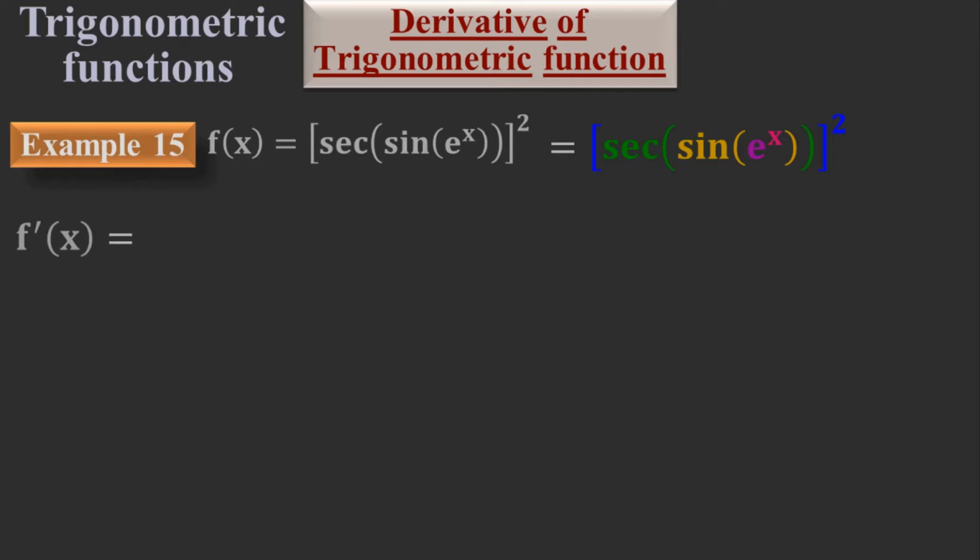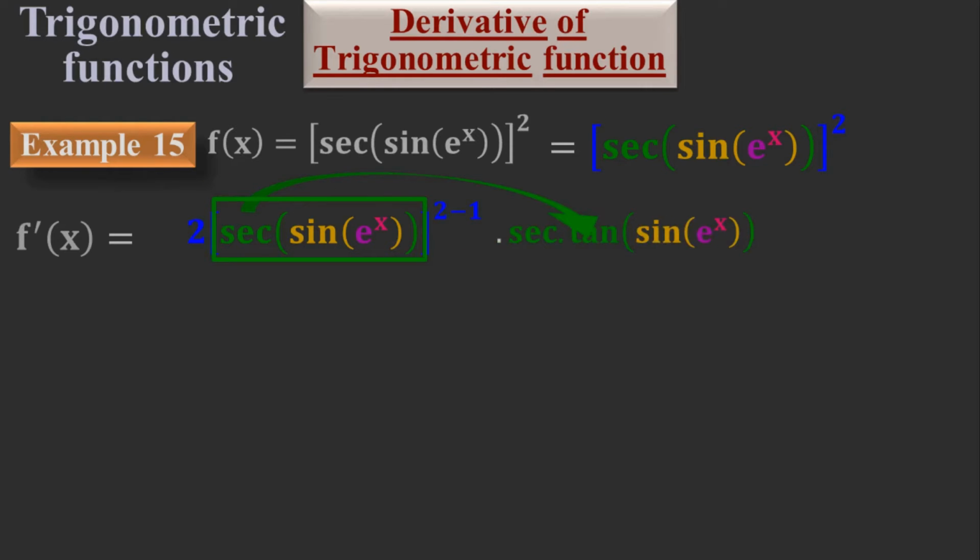So its derivative, which is f prime of x. First calculate for the outermost function, which is this square. It is like x to the 2, so just apply the power rule here. My f prime of x is 2 times secant of sine of e to the x, to the power 2 minus 1. And then times the derivative of the second outermost function, which is this green one.